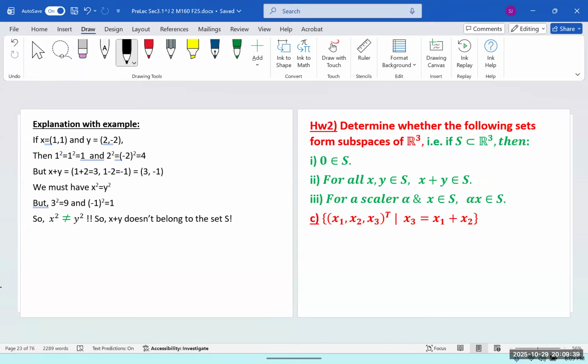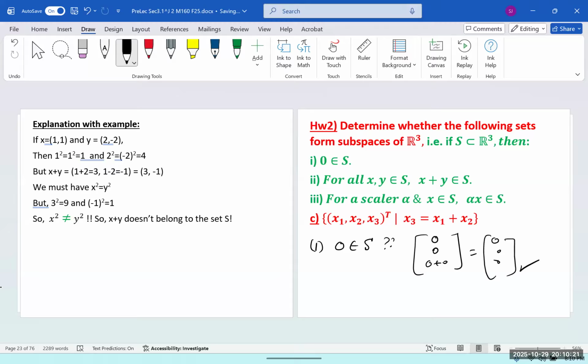So condition number 1, is it empty or non-empty? You're looking for the 0 vector. Is 0 inside your S? Yes, because 0 tells us that it's non-empty. As long as you have 0, you have something in there. For the 0 vector, the first 2 elements are 0 and 0, and the third element is 0 plus 0, which is 0. So we have 0, 0, 0, and it satisfies our condition.